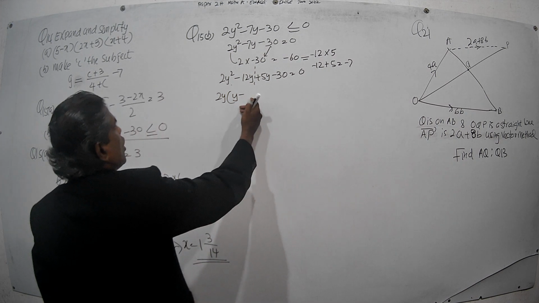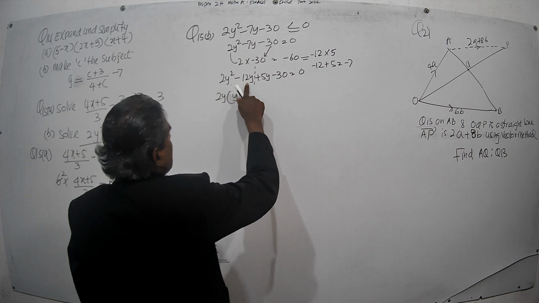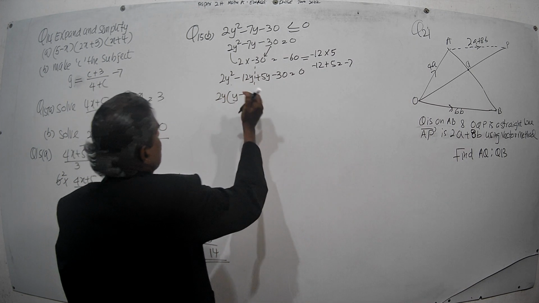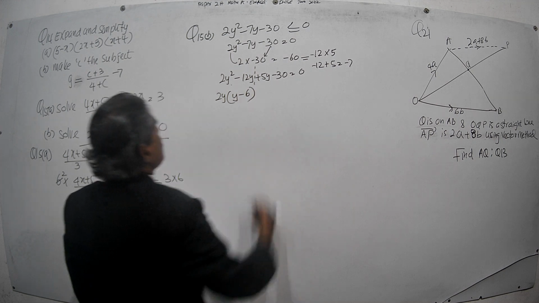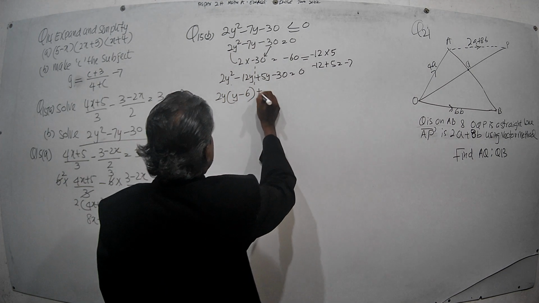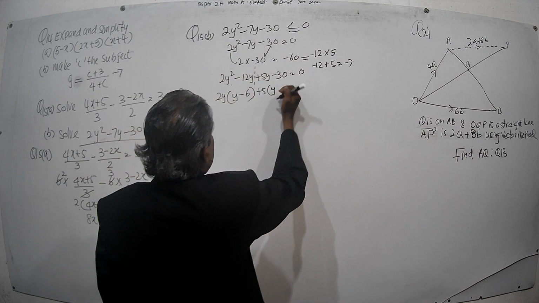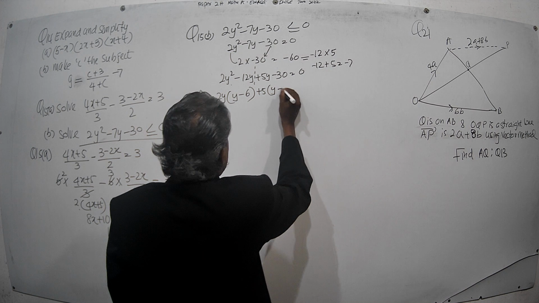Then 12 can be written as 12 into 6. Now out of that 12, 2 was taken out, y also written. What is left is 6 here, y minus 6. Then you take here plus 5 out. If you take plus 5 out, then y is left here. Then minus 30 divided by 5 is minus 6.